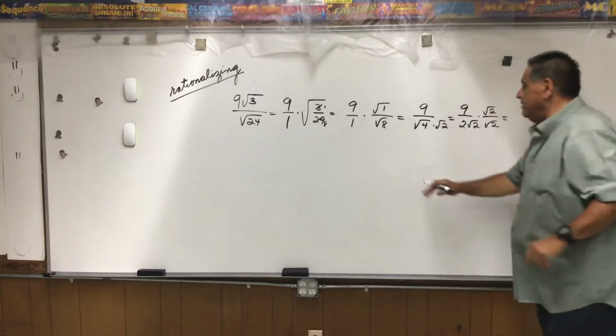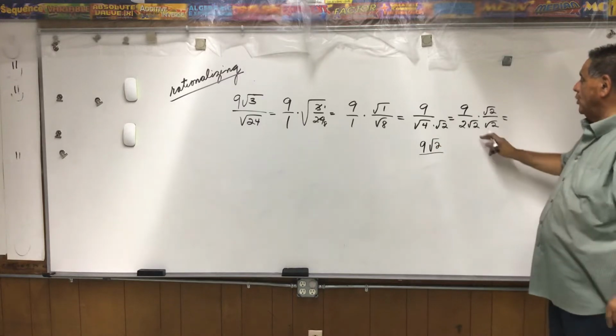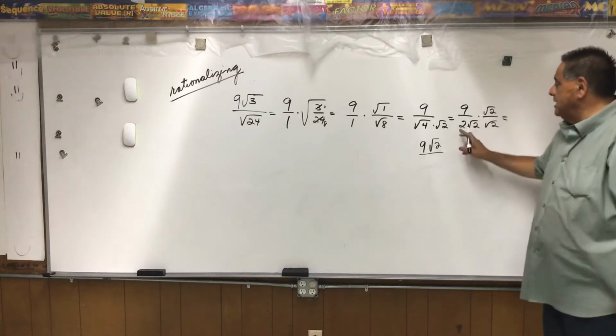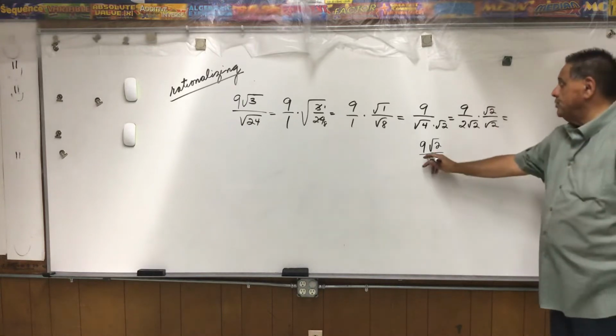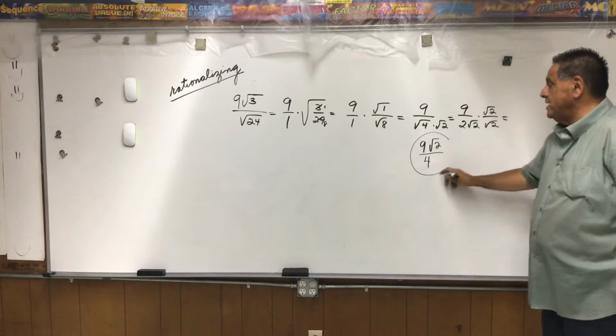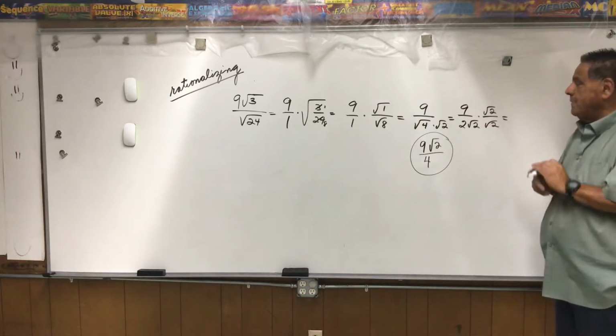All right, so I'm going to come over here now. So we have 9 radical 2 over, okay, you have the 2. 2 times radical 2 times radical 2 is radical 4, which becomes 4. And here's the answer we had. Maybe a little bit easier in simplifying things, all right, that you saw.